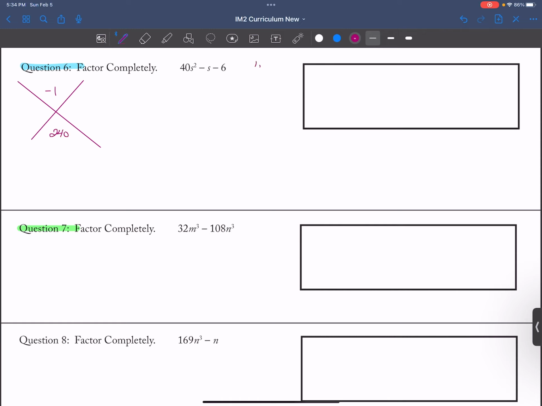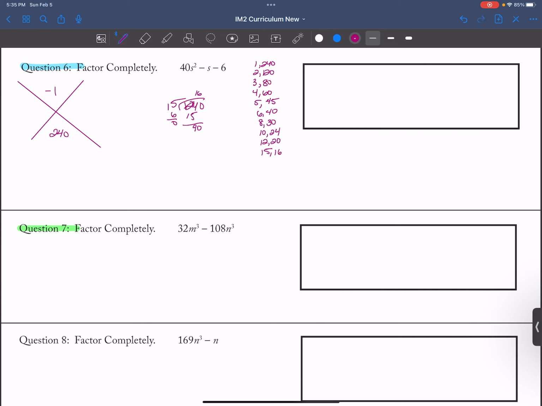Wow, that's a big number. So 1 and 240, 2 and 120, 3 and 80, 4 and 60, 5 and 45, 6 and 40, 7, no, 8 and 30, 9, no, 10 and 24, 12 and 20, 13, 14, 15 maybe, 240 and 15, so that's 1, 15, 90, so 6, so 15 and 16.